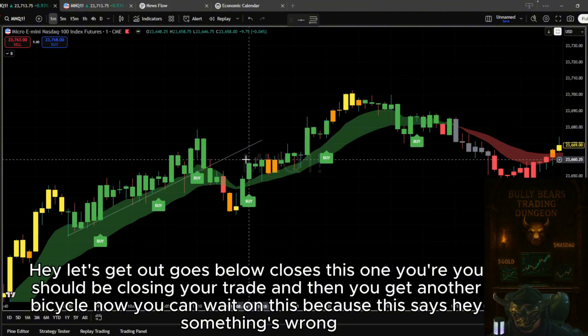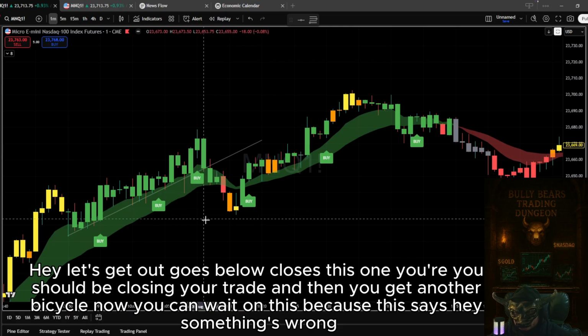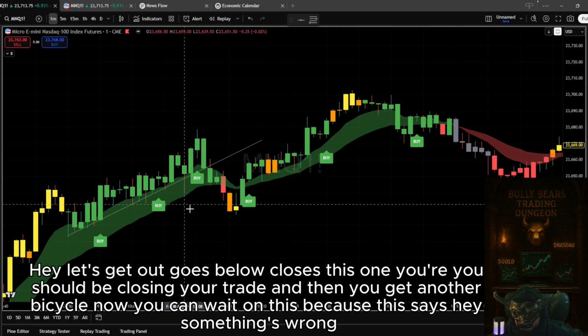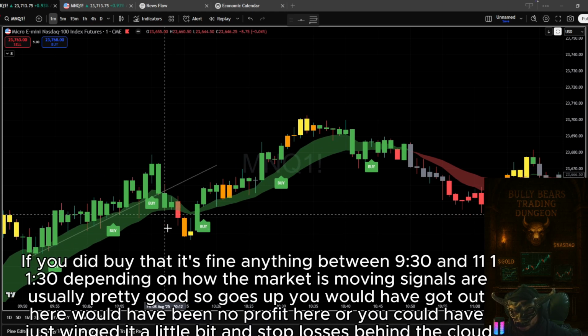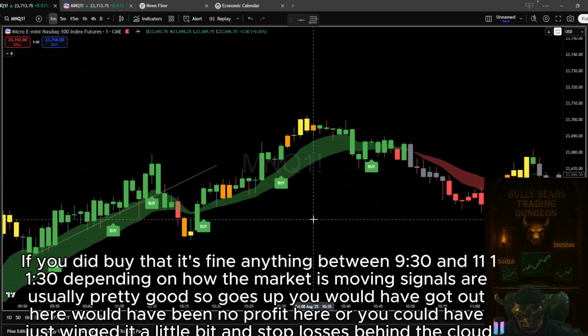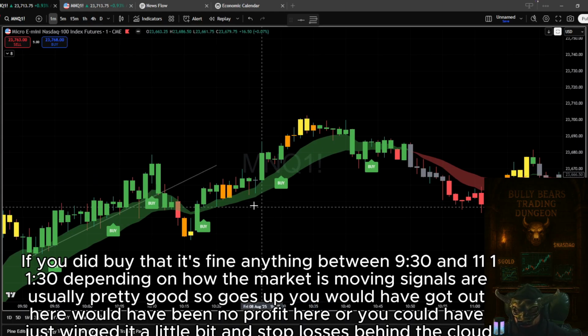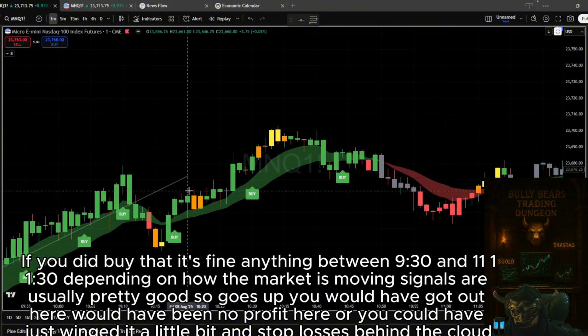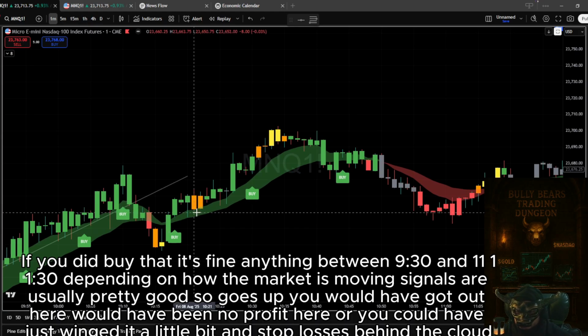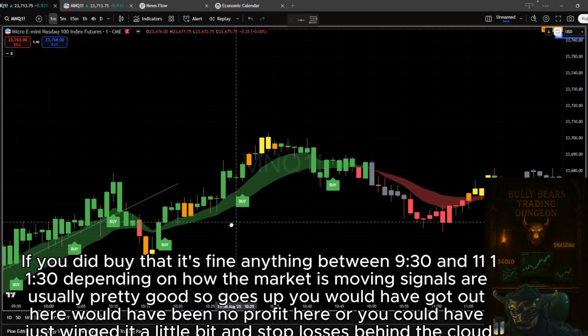Now, you can wait on this because this says, hey, something's wrong. Most likely it was news. But something's wrong. If you did buy that, it's fine. Anything between 9:30 and 11:30, depending on how the market's moving, signals are usually pretty good. So it goes up. You would have got out here. There would have been no profit here. Or you could have just winged it a little bit with stop losses behind the cloud.